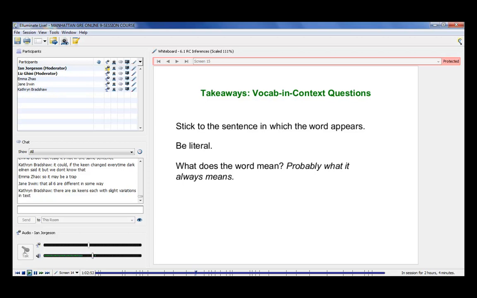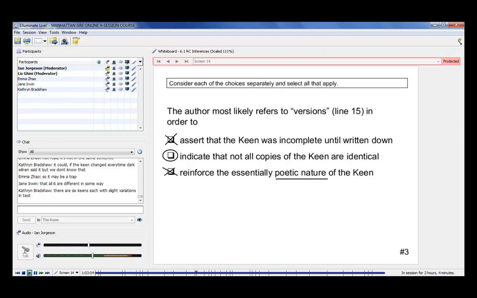They test vocabulary in other ways. So they're really just saying, can you read it contextually? But if a word has multiple meanings, make sure you're selecting the right one. But don't all of a sudden go out on a limb and talk about poetic nature or incomplete or things like that. Don't over-infer. That's the real lesson there.